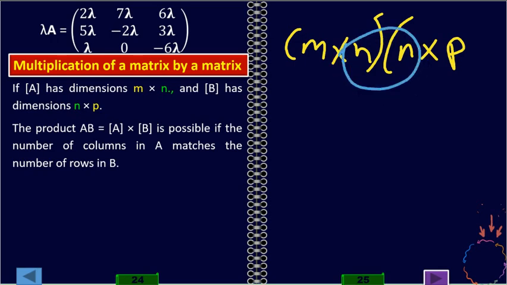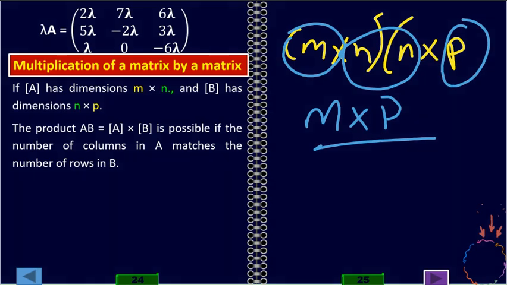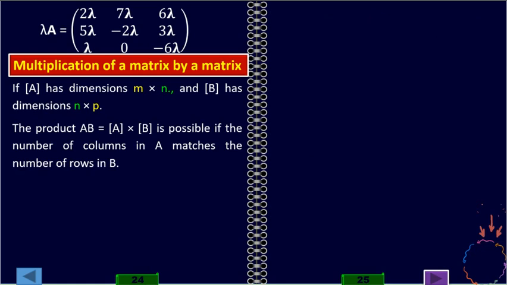What is left after that? You are going to have m by p. This will be the dimension of the answer. The answer you are going to get will be whatever is left. This and this will be the dimension of the answer you are going to get at the end of multiplication. That means you need to know the dimension so that it will guide you as you are multiplying.